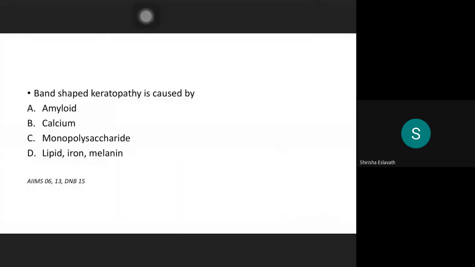So let's solve some of the questions. Band-shaped keratopathy is caused by amyloid deposits, calcium deposits, mucopolysaccharides, lipid, iron or melanin deposits. This was asked, I think, 3 times. 2006, 13. Just now we discussed it's calcium. Go back and read, you will remember everything. It's calcium deposits.